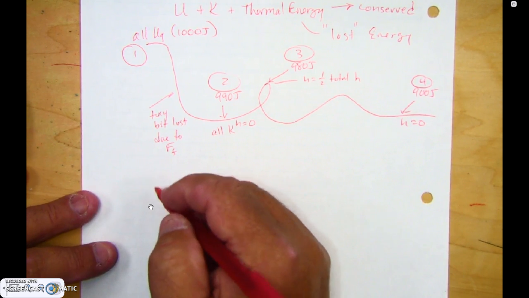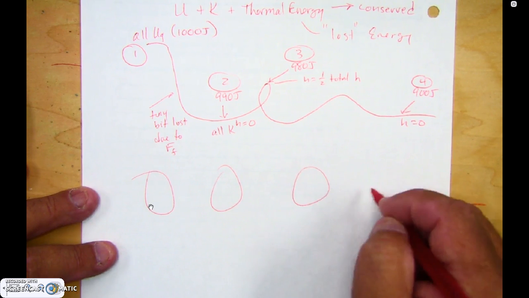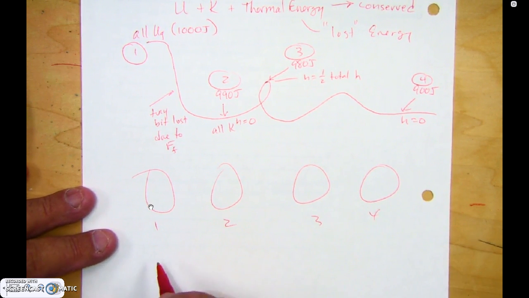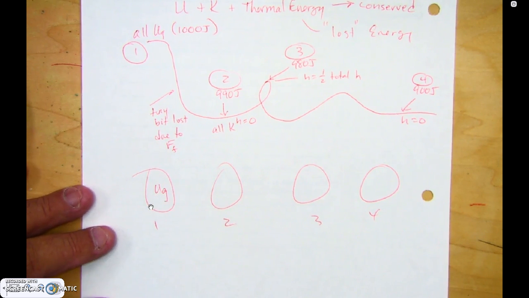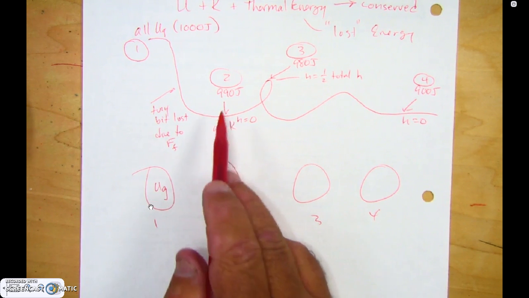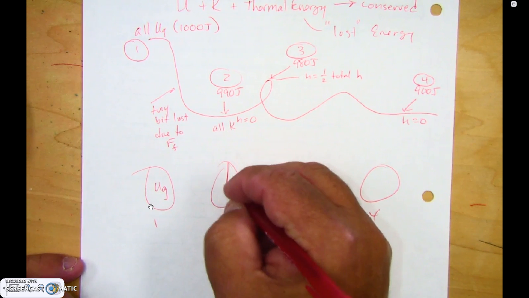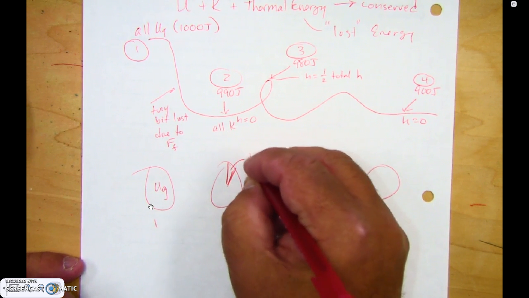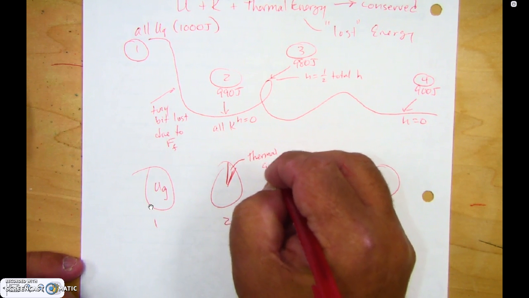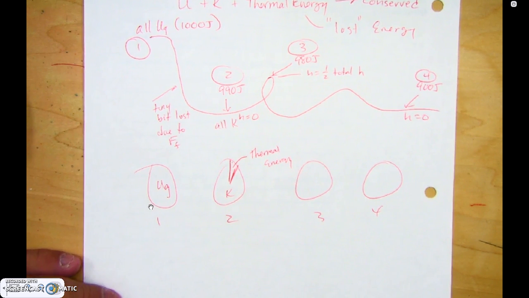So what's going to happen now is, let's do pie graph first. Pie graph, pie graph, pie graph, pie graph. Oh, those are great circles. 1, 2, 3, and 4. Well, here it's all UG. That's right. Here it's all K, except 10 joules are missing. So those 10 joules are going to show up as thermal energy. So it's kind of lost on my system. The rest of it is going to be K.